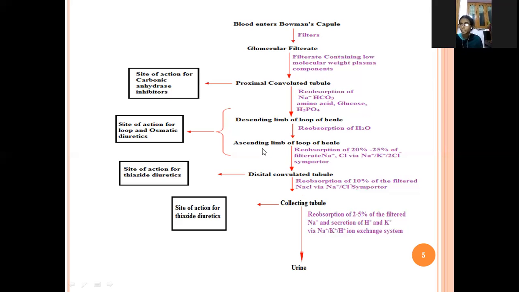Next it enters the distal convoluted tubule, where the reabsorption of sodium and calcium takes place. In the distal convoluted tubule, the thiazide diuretics act to inhibit or stop the reabsorption of sodium ions. Next follows the collecting tubules, where the drugs act to inhibit the reabsorption of sodium and also the exchange of sodium and potassium ions. Finally, the unwanted elements in the urine are eliminated.